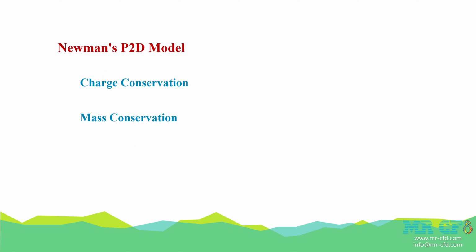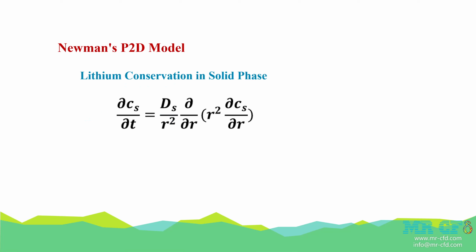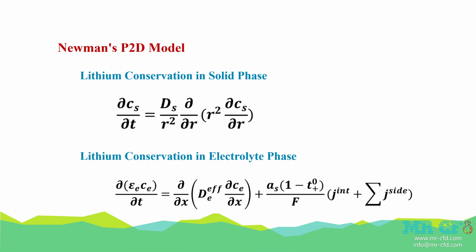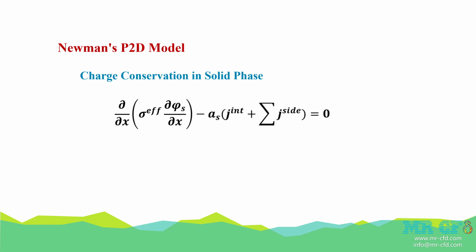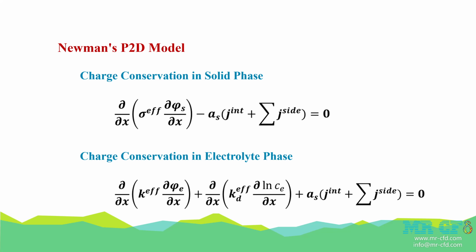According to the P2D approach, the lithium-ion transport in the porous electrode and electrolyte is described by the charge and mass conservation laws. The lithium conservation equation in the solid phase is described as shown. The lithium conservation equation in the electrolyte phase is described as shown. The charge conservation equation in the solid phase is described as shown. And the charge conservation equation in the electrolyte phase is described as shown.